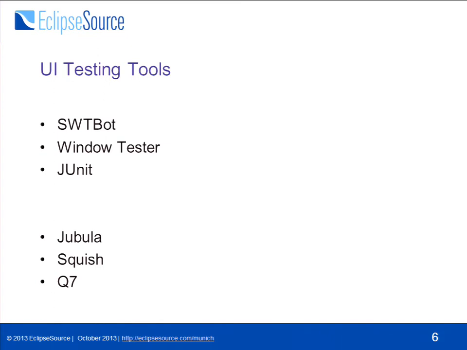The second group of tools are more focused, from my point of view, on testing a complete product. Those tools are designed in a way that the person who designs the test case doesn't necessarily have to be a developer. The tools in this group I would consider are Jubular, which probably most of you know, Squish, they have a booth outside, and Q7.